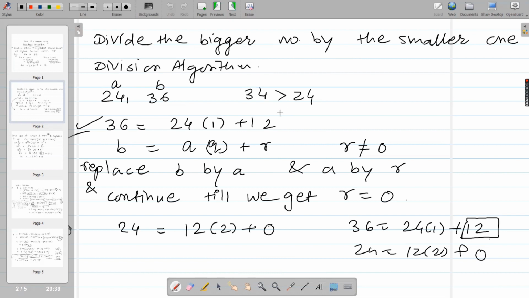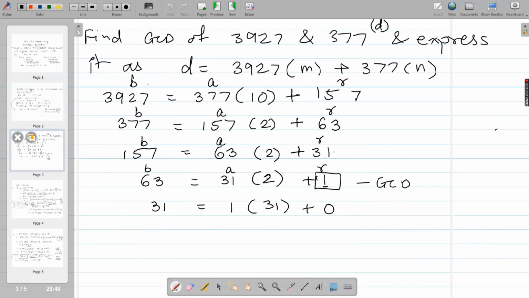That means we apply the division algorithm, and the bigger number is termed as B, the smaller number is termed as A, and the remainder is termed as R. Then we replace B by A and A by R gradually till we get remainder equal to 0. And I considered this particular example, 3927 and 377. So these are the steps of Euclidean algorithm. We stopped here as our remainder became 0. So these two numbers are relatively prime to each other. There is nothing in common between them, as 1 is the GCD.